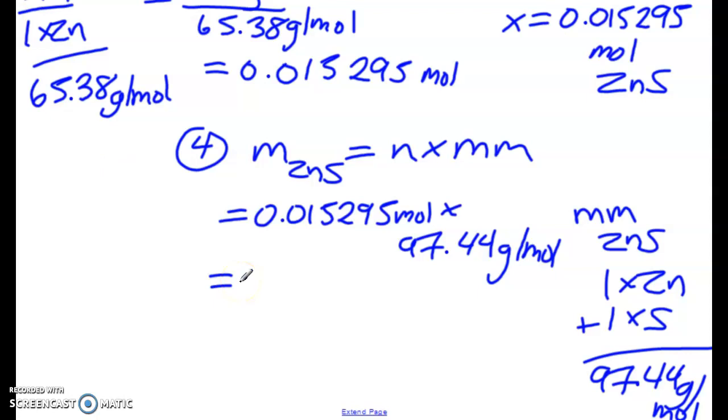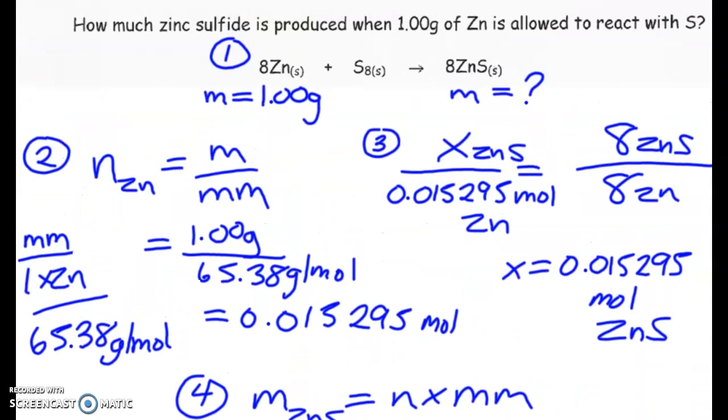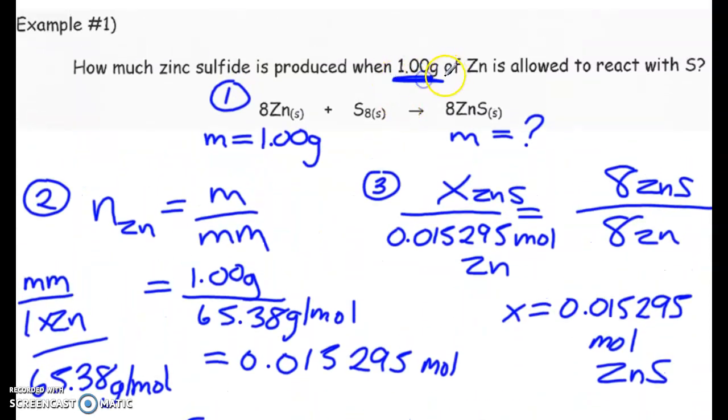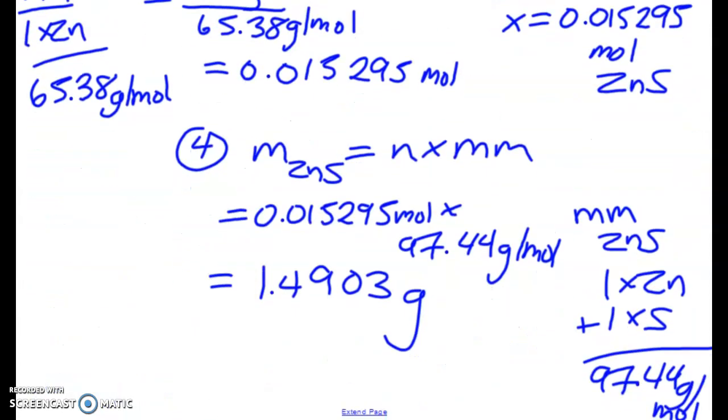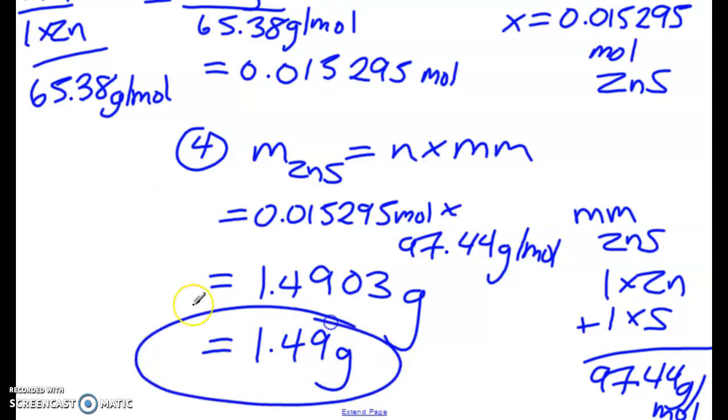All right, so let's calculate that. 0.015295 times 97.44. So we get a value of 1.4903 grams. But now we do our significant digits. Notice throughout all of that, we were not concerned with significant digits until the very, very end. The original question has only one number to look at. 1.00 is 3 sig figs. So that means our final answer here is 1.49 grams.